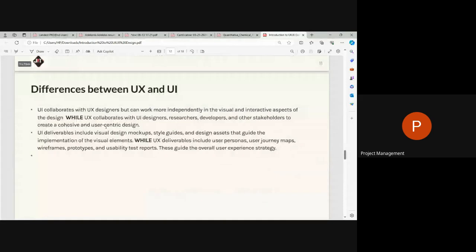The seventh one is collaboration. The only collaboration a UI designer really needs is with the UX designer. In as much as they have a cordial relationship with UX designers, the UX designers just give them what to do, and they work alone on the aesthetic part of the interface. But for a UX designer, you have to collaborate with everybody on your team.